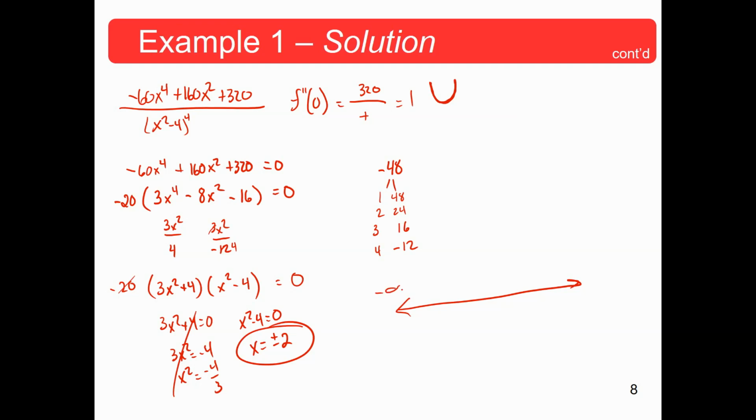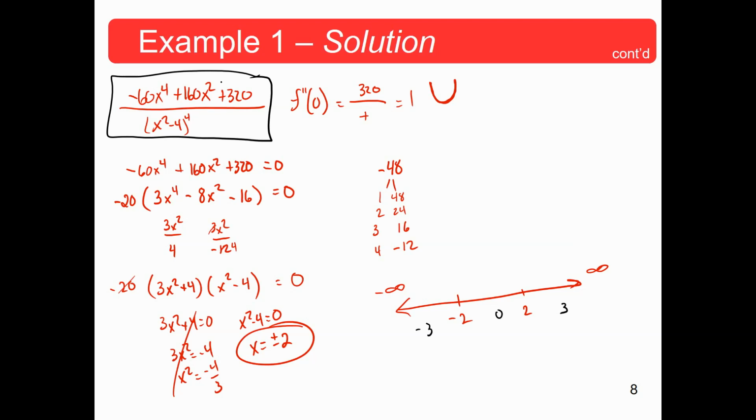So we're talking about from -infinity to infinity. I care about -2 and +2. So my test points, let's do -3, 0, and +3. And we're going to plug it in to the second derivative. The whole second derivative.